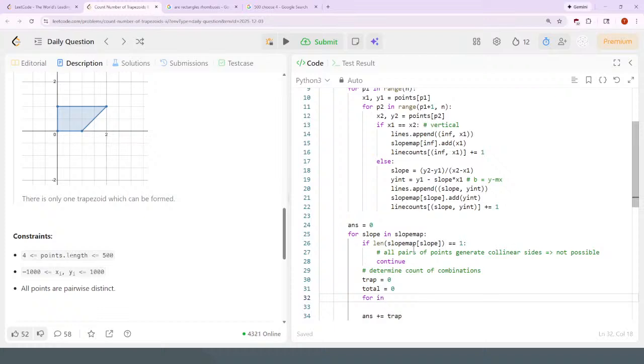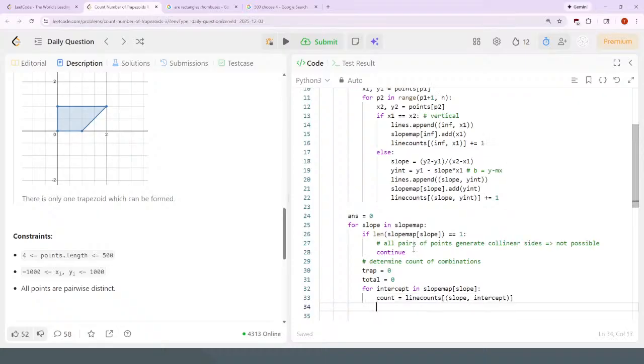how to abbreviate this? I guess it's not always x-intercept or y-intercept, it's just an intercept. Enter in the set from the slope map for the slope. So get the line count from line count for the slope and intercept. And then that pairs with everything in the total.